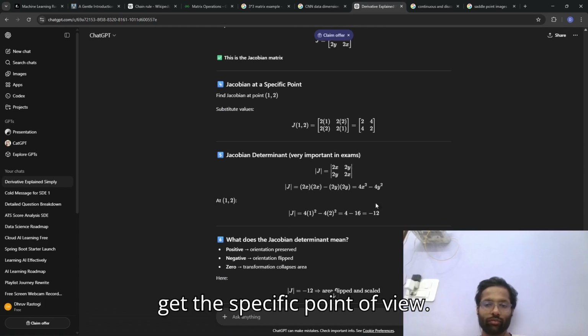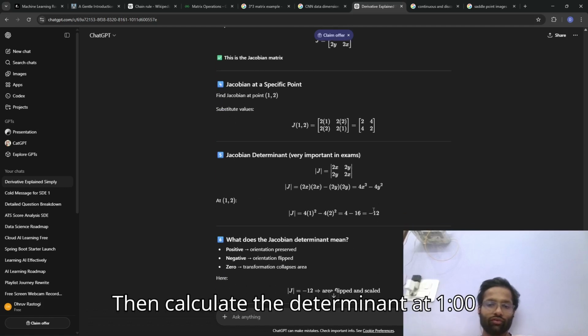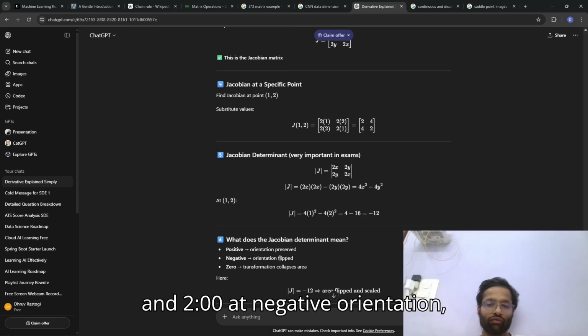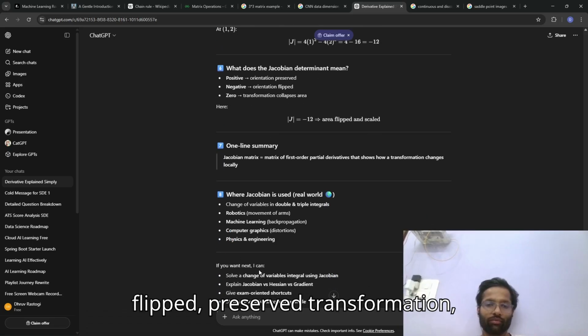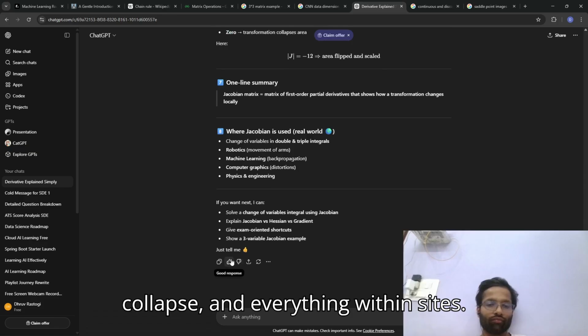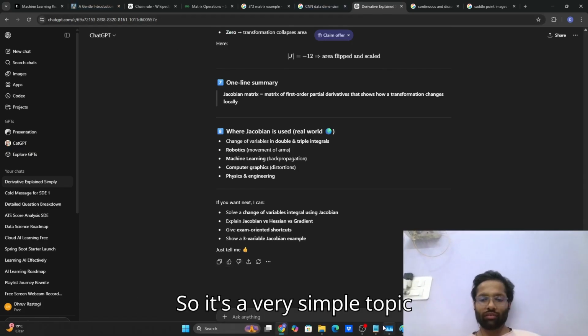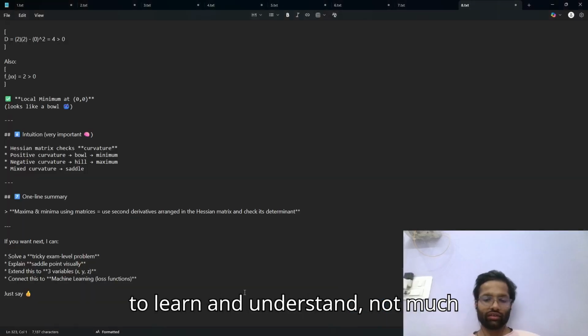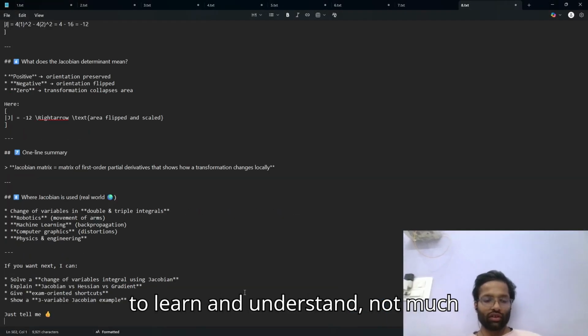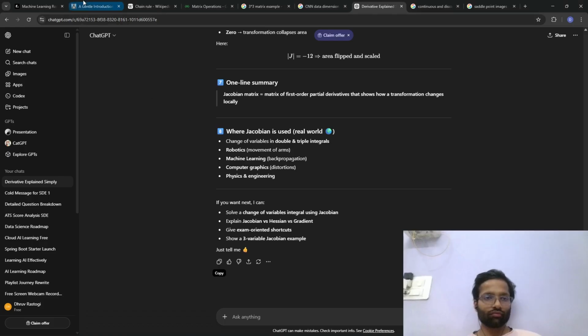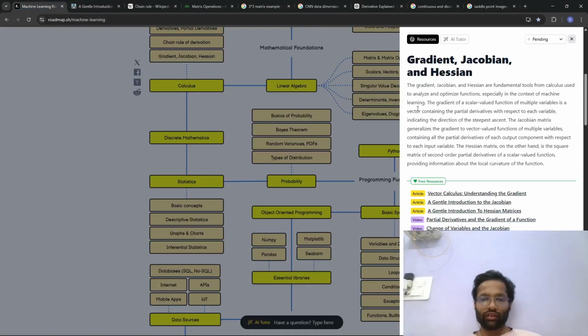At a specific point, you get the specific point. You then calculate the determinant at 1 and 2, at negative, orientation flipped, preserved, transformation collapse, and everything within sites as well. So, it's a very simple topic to learn and understand, not much difficult as well.